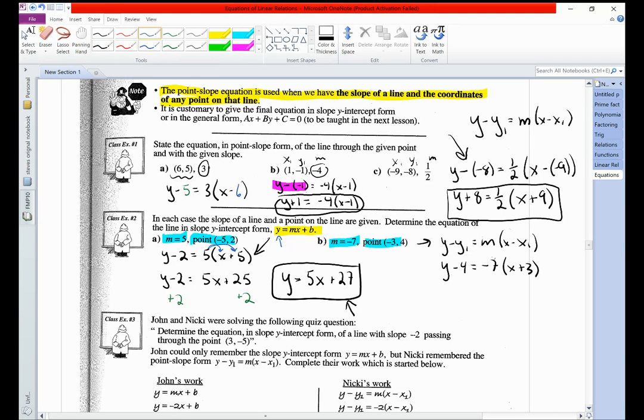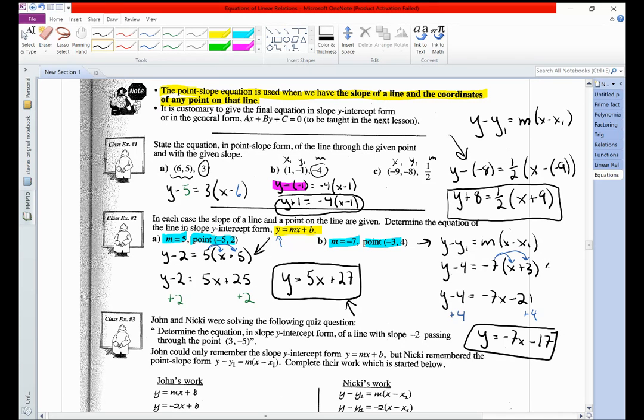First step we're going to do is factor that negative 7 in. So we have y minus 4 is equal to negative 7x minus 21. And then we can add 4 to both sides to get rid of that. And we have y is equal to negative 7x minus 17.